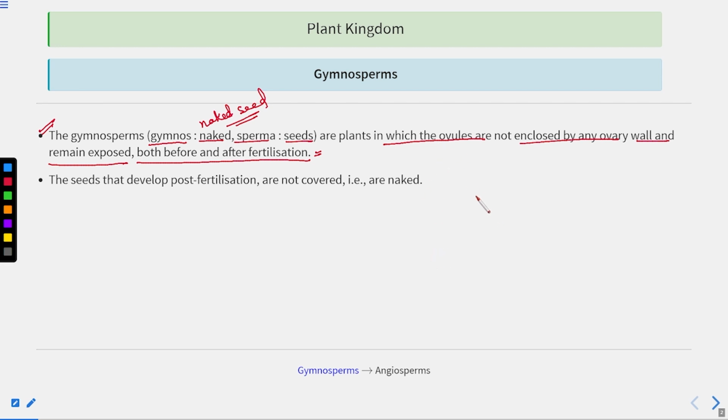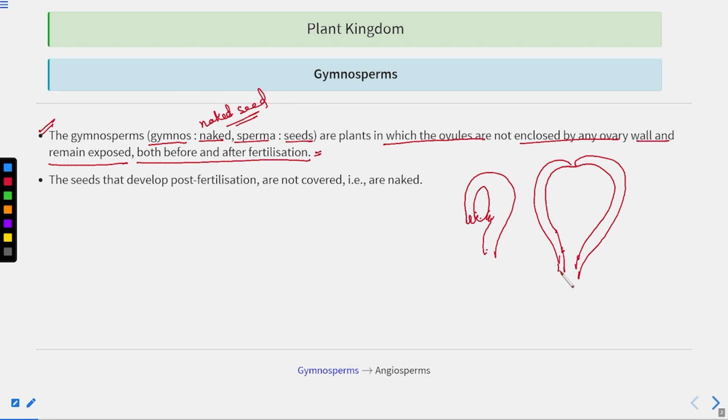Then how do the ovules look? We have already studied the structure of the ovule in the case of angiosperms. But in the case of this ovule, it is like this, and it is not having any covering. In angiosperms you can see this ovary wall, but here no ovary wall is there. This is the very unique feature of the gymnosperm, that they are not covered by any membrane or enclosed by any ovary wall and remain exposed.